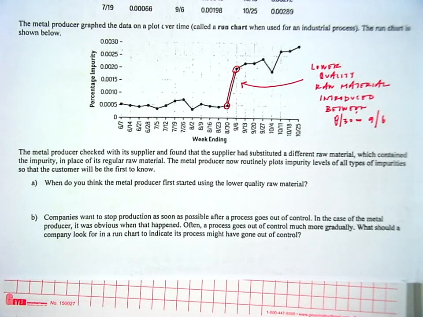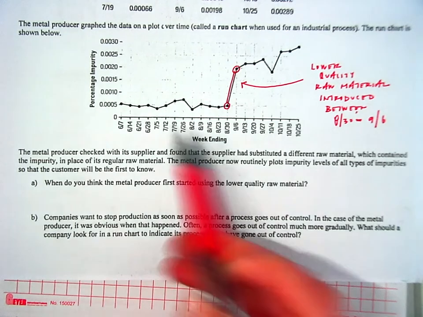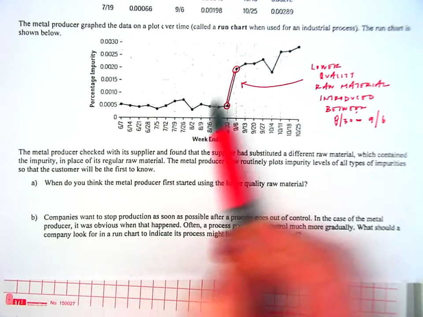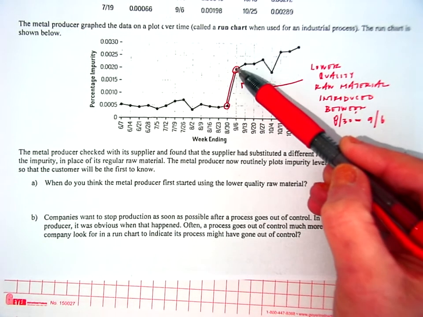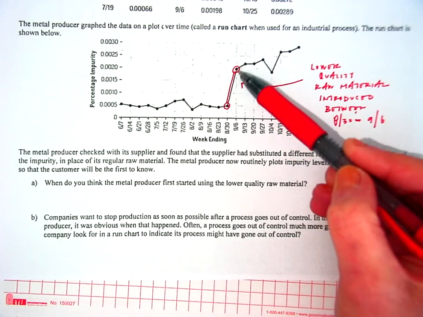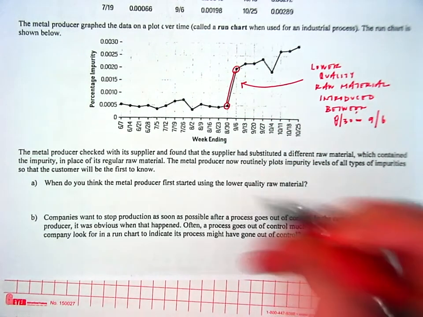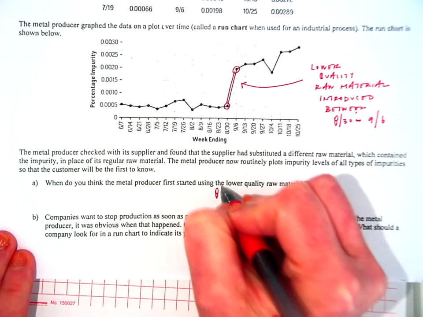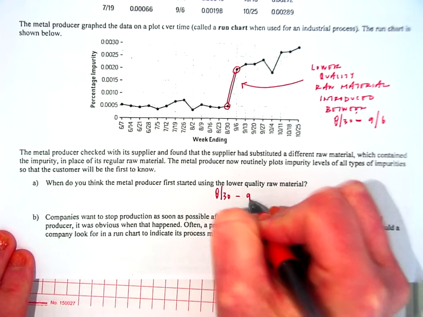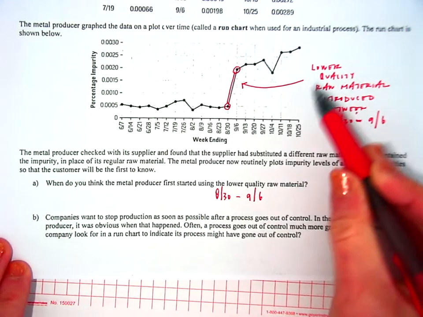That's where we see the big spike. It's staying pretty stable here, and then we see a dramatic increase in the percentage of impurity after this point in time. Okay, so I think we already answered it. We said somewhere within the week, 8/30 to 9/6. Okay, also wrote it right up here.